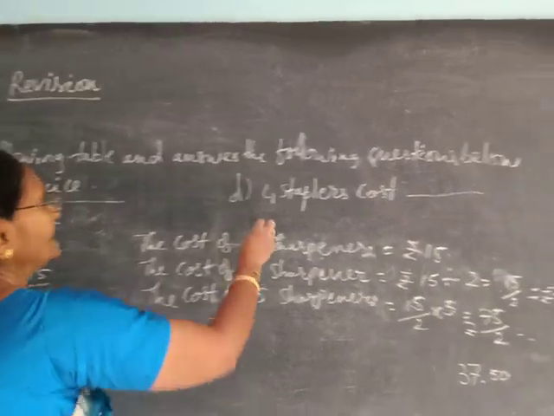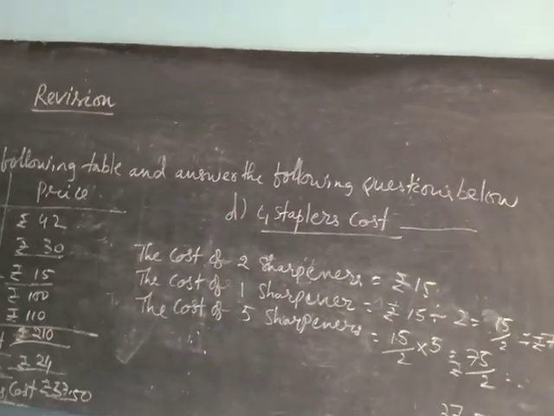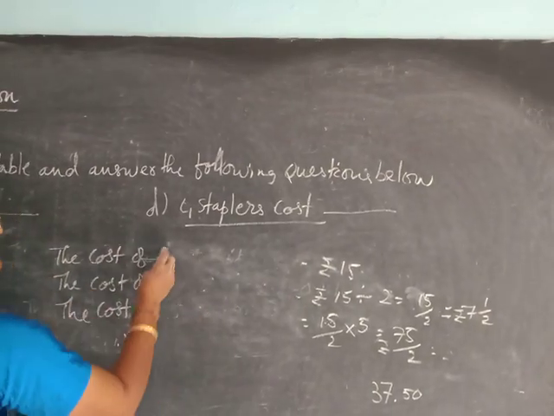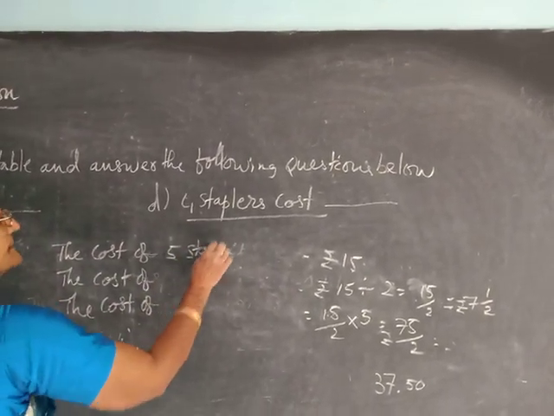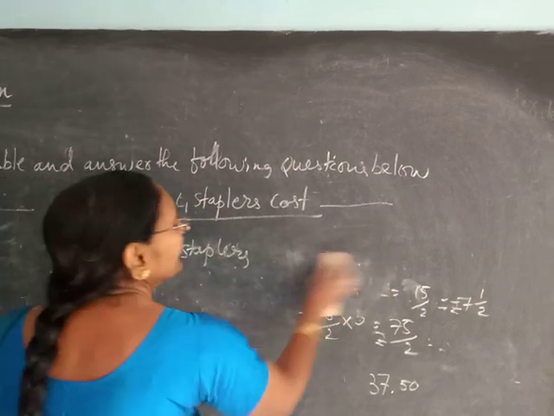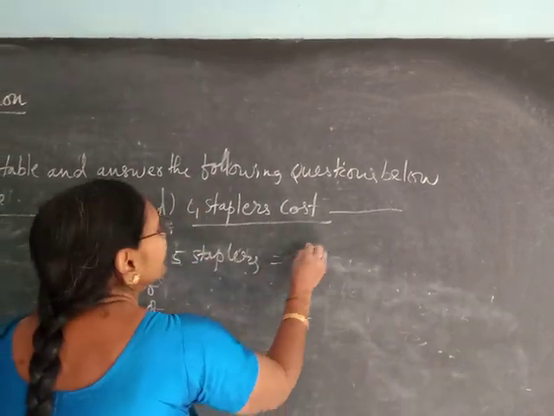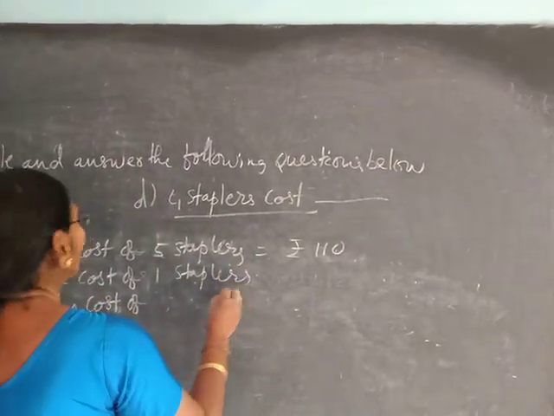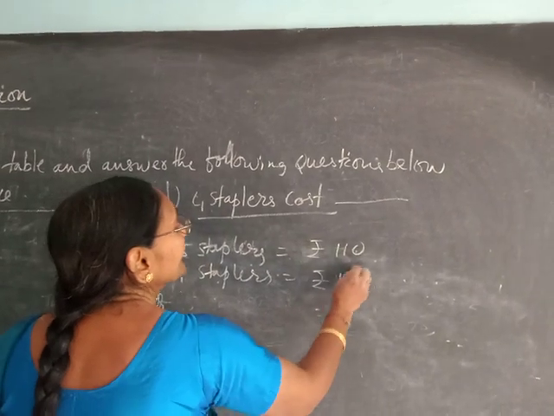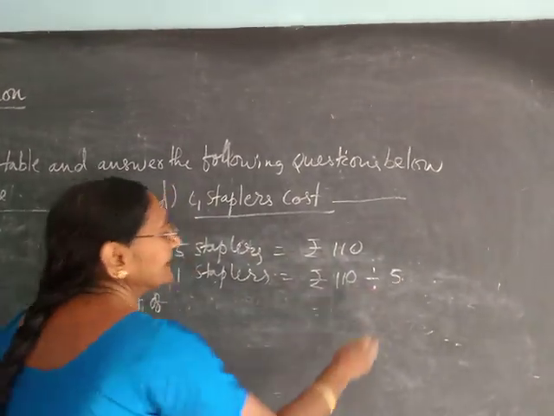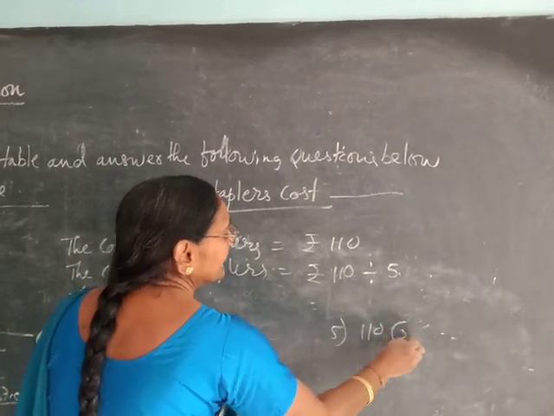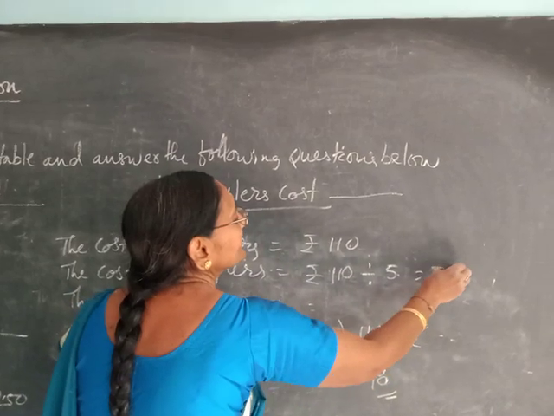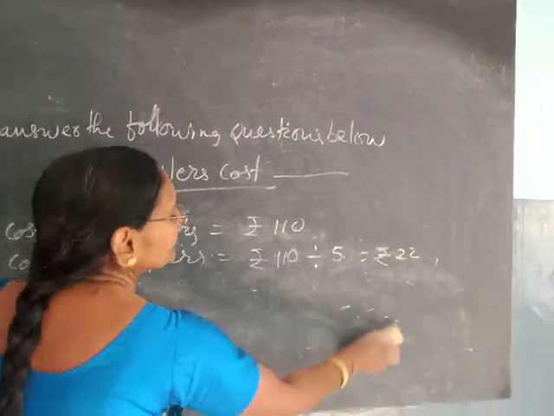37 1 by 2. Then the cost of 4 staplers. The cost of 5 staplers is equal to 110 rupees. Then the cost of 1 stapler is 110 divided by 5. How much will come? 5 2s are 10, then 10, 5 2s are 10. So one stapler costs 22 rupees.